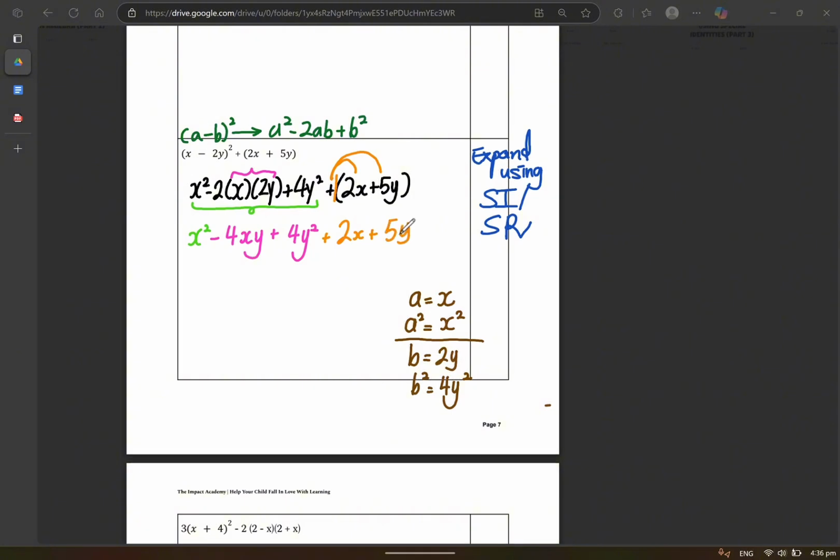So then my x squared remains as x squared. Can I group negative 4xy with anything? I cannot. It remains as negative 4xy. My 4y squared remains. My 2x remains. And my 5y remains. Agree or disagree? This is your final answer. Actually there's nothing you can do in this situation. Make sense? So is there anything that you can add together? No. So that's the reason why this is your answer for this question.